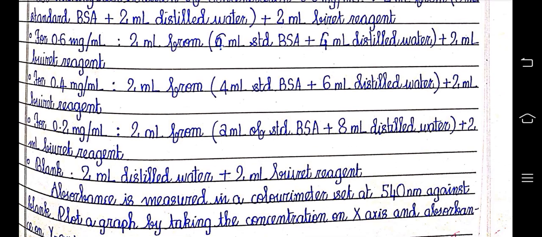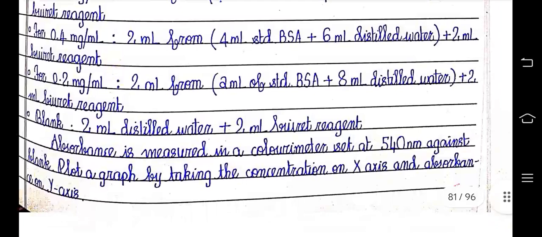For 0.4 mg per ml: 2 ml from 4 ml standard BSA plus 6 ml distilled water plus 2 ml Biuret reagent. For 0.2 mg per ml: 2 ml from 2 ml of standard BSA plus 8 ml of distilled water plus 2 ml Biuret reagent. Blank: 2 ml distilled water plus 2 ml Biuret reagent. Absorbance is measured in a colorimetric setup at 540 nm against blank.